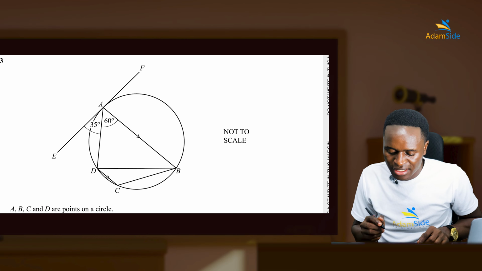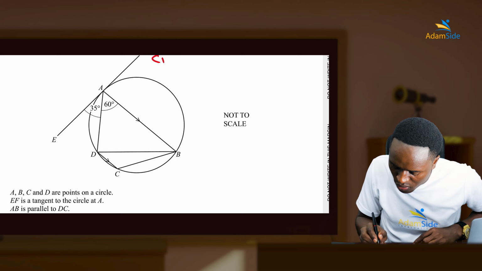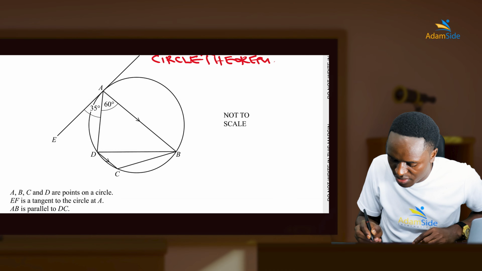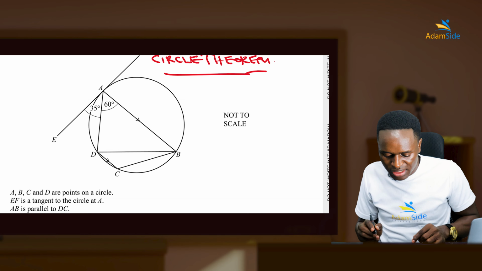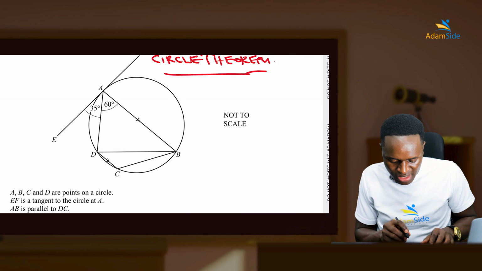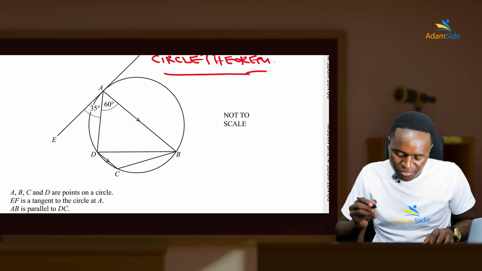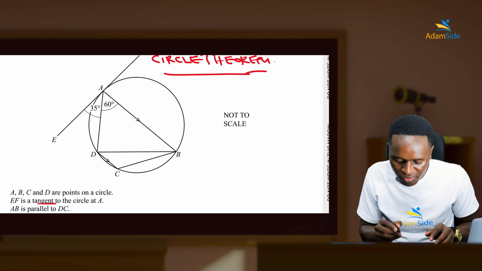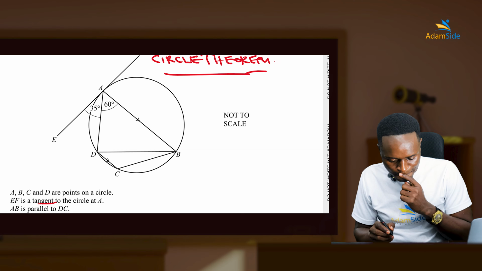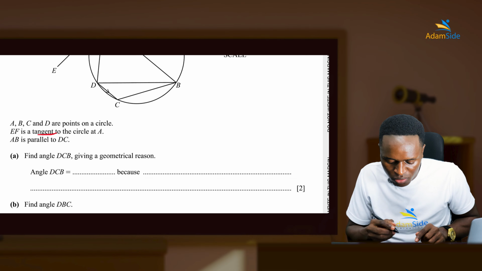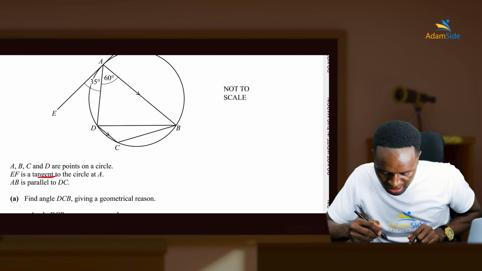Question number 13. The unit is called circle theorem, one of the most important units in IGCSE math. The question says A, B, C, and D are points on a circle. EF is a tangent to the circle at A. A tangent touches a circle at one specific point. AB is parallel to DC, which means they don't meet. Then find angle DCB, giving a geometric reason. Find angle DCB. Let's go.